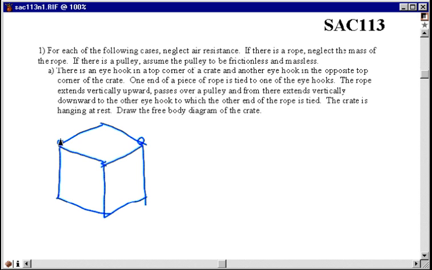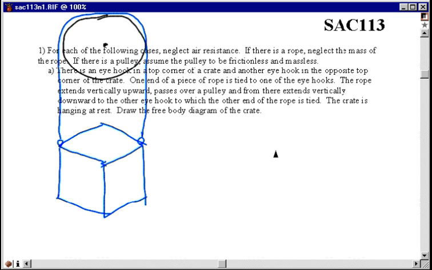And then we've got a rope that extends upward from one of the eye hooks, goes over what must be a rather large pulley, and comes straight down, because these two segments are supposed to be vertical. So we'll put the pulley in there. And this crate is suspended at rest from that device. So we're supposed to draw a free body diagram.